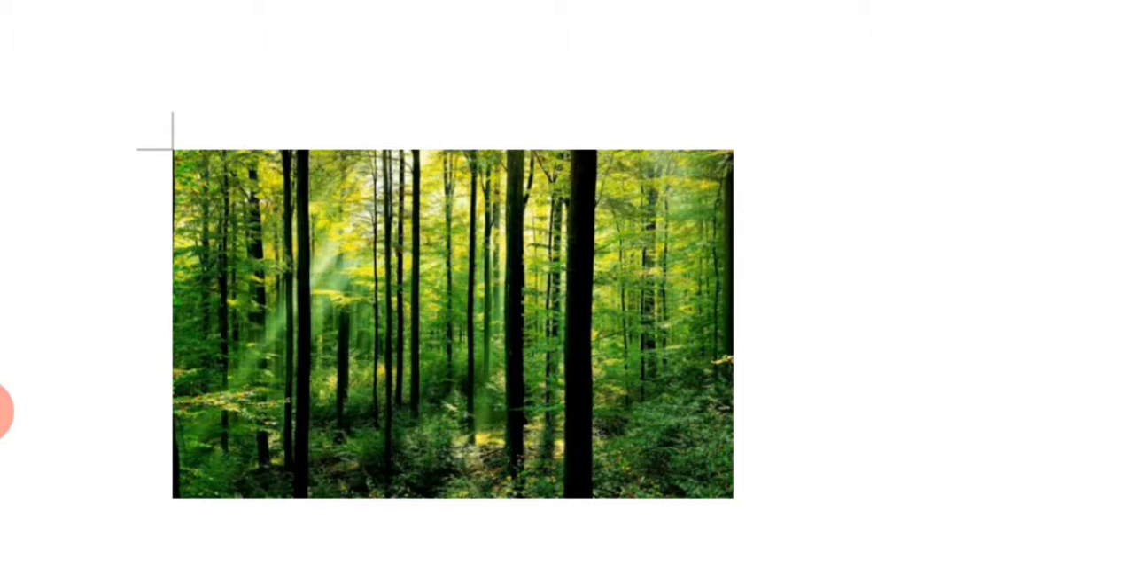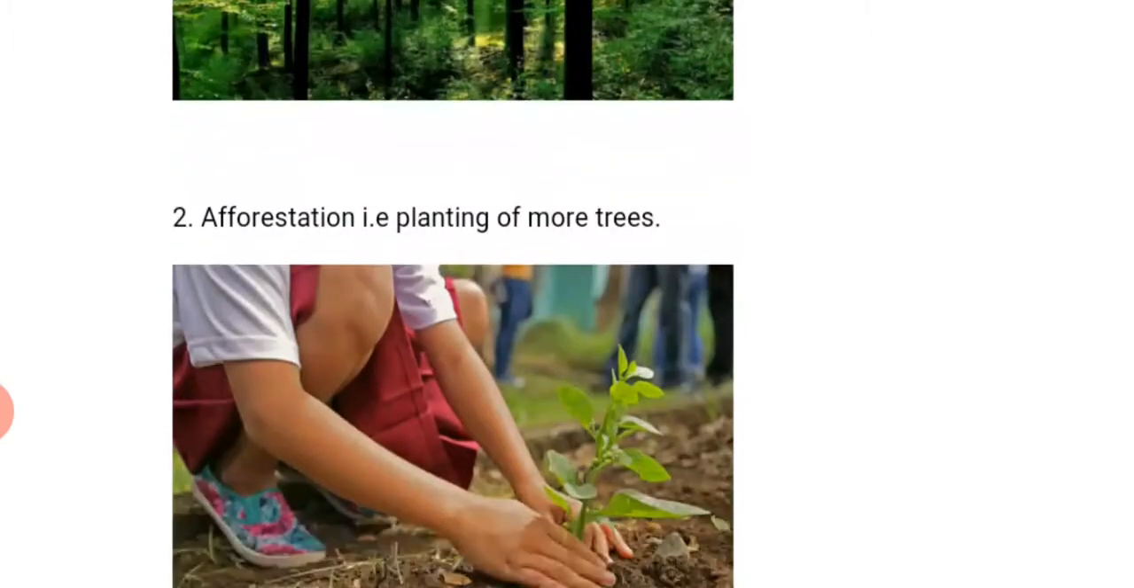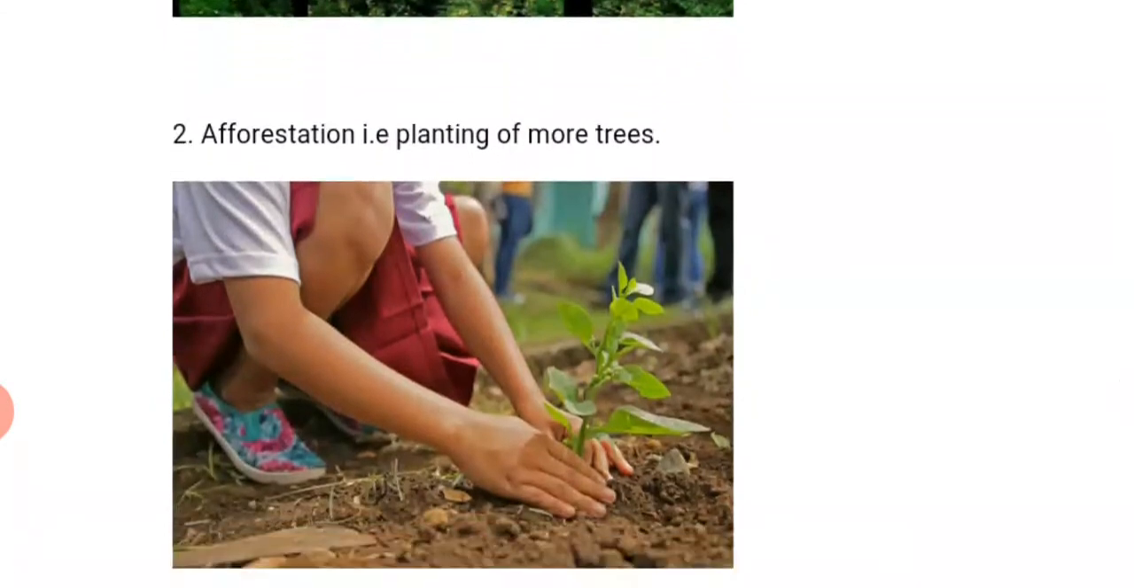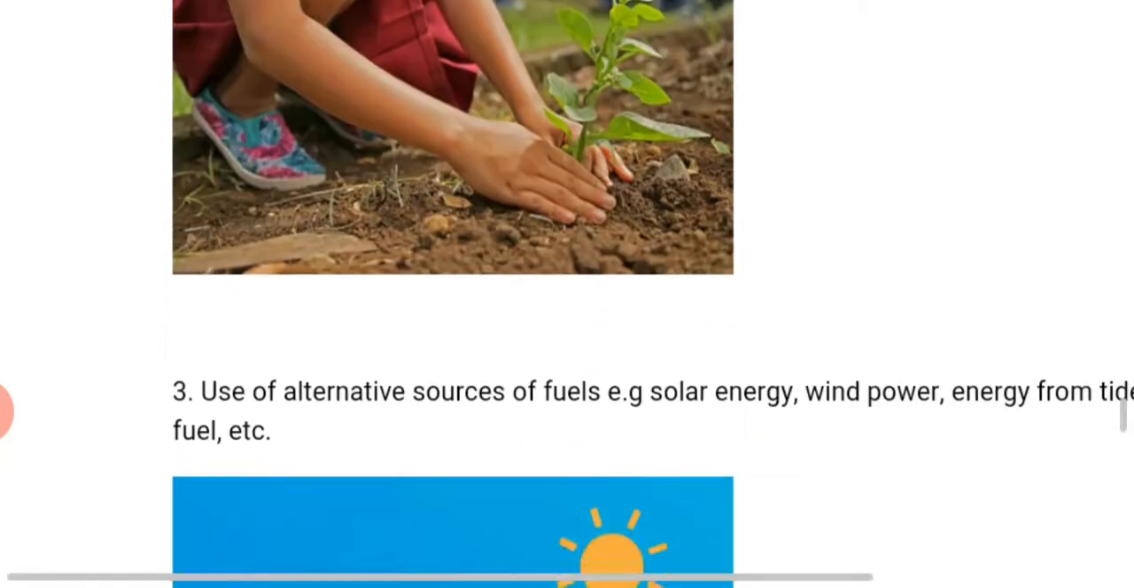So that you do not just cut down all the trees and there will not be any tree to absorb carbon dioxide. That's one of the causes of climatic change. Another way we can control climatic change is what? Afforestation. Afforestation means planting of more trees. That is, you plant more trees to absorb carbon dioxide.